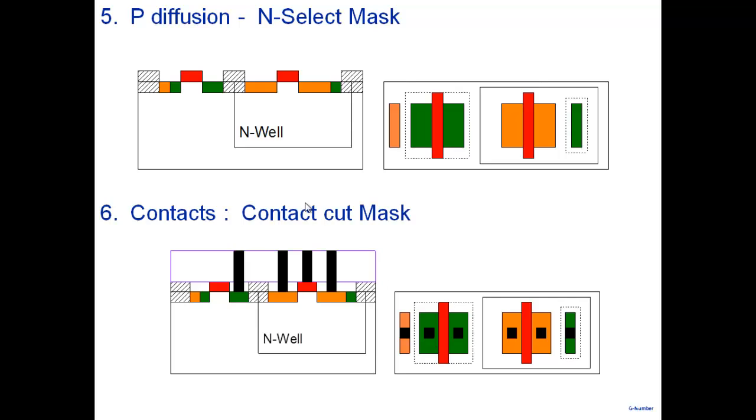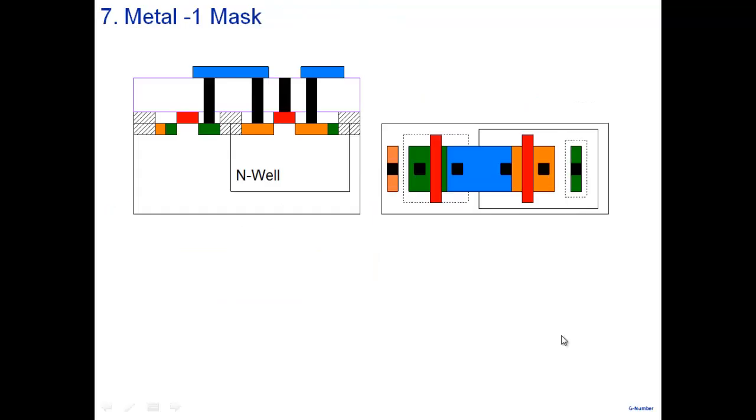So there is a separate mask called the contact cut mask. I define this black region here, black region here. So I'm going to make a contact here and here for source and drain, and I'm going to make a contact here for the body, and I'm going to make a contact here for P-type, and again body here. So I need another mask for defining these. Once it's done, then I need the first layer of metal. It's called the metal 1 mask.